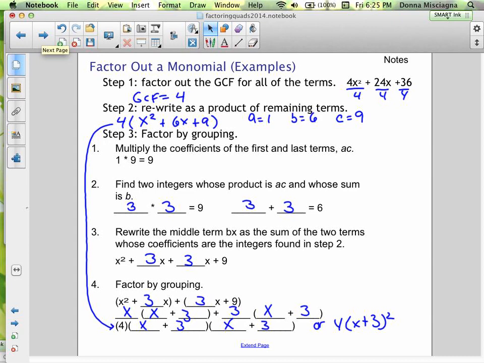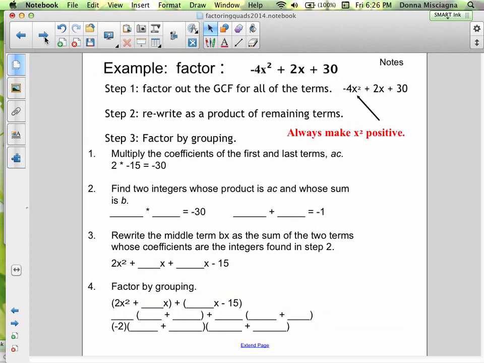So we're going to be factoring out a greatest common factor. That's just going to be a factor at the end. And then we're going to be factoring the resulting quadratic expression. All right, so here we want to factor negative 4x squared plus 2x plus 30. You always want your x squared term to be positive. It is easier to factor if x squared is positive. So instead of just factoring out a positive term, we're going to factor out a negative term.